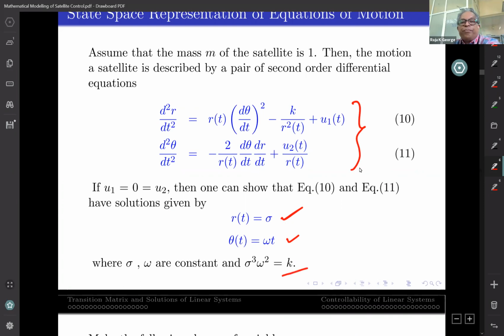So for an uncontrolled system, this is the solution. What is the solution? r(t) is equal to sigma, a constant, which means the satellite is taking a circular path, since r(t) at any time t is constant. And theta(t), the angular position, is omega into t, and therefore its angular velocity is omega. So its position and angular velocity are the solution of these coupled nonlinear equations, and this is solved for a very special case: if there are no thrust states, then this is one of the solutions.